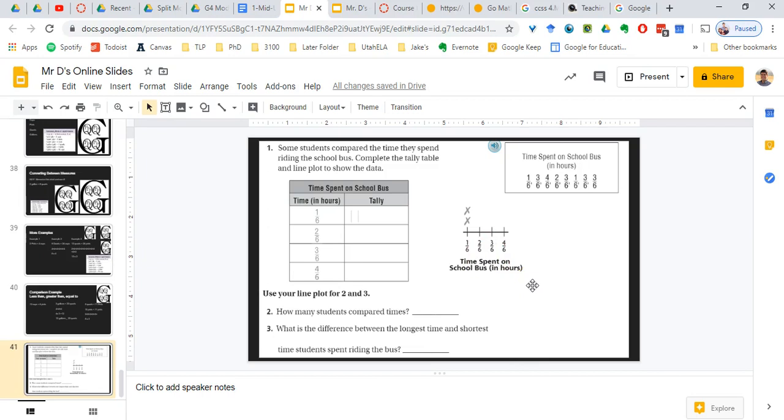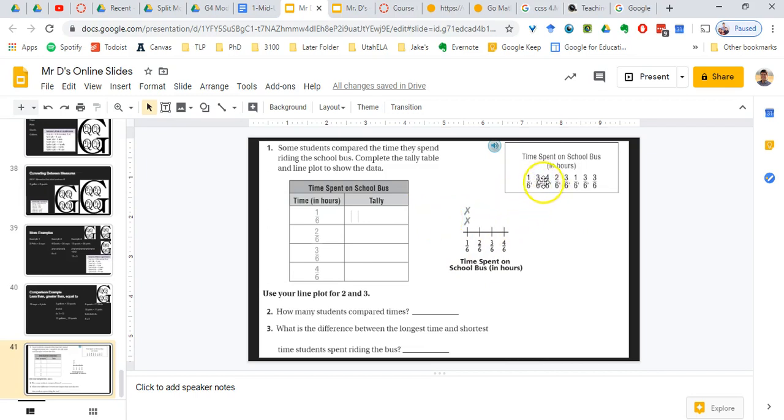So really, by the time this is all done, we're going to have this exact same thing in three spots. We're going to have it over here in no particular order. We're going to have that same data over here in a tally chart. And then we're just going to go one more step to make it look nice and pretty and put it into this final line plot. So let's get to it.